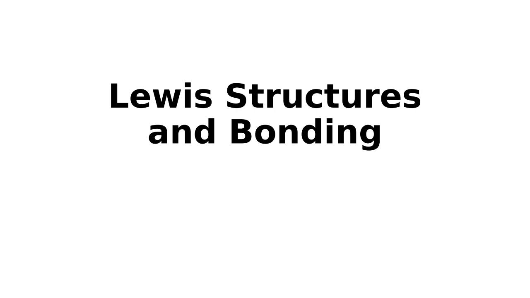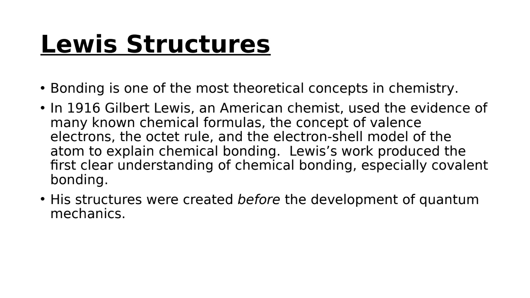This lesson focuses on Lewis structures and some different kinds of bonding associated with these structures. The basics of bonding in chemistry is credited to Gilbert Lewis. Gilbert Lewis is an American chemist who took all the evidence at the time of chemical formulas, valence electrons, octet rule, and also the electron shell model of the atom, the Bohr-Rutherford model, to try to explain chemical bonding. And he did a pretty good job, right?